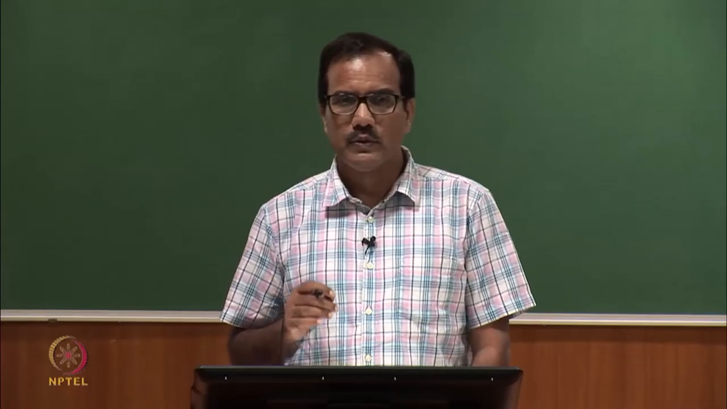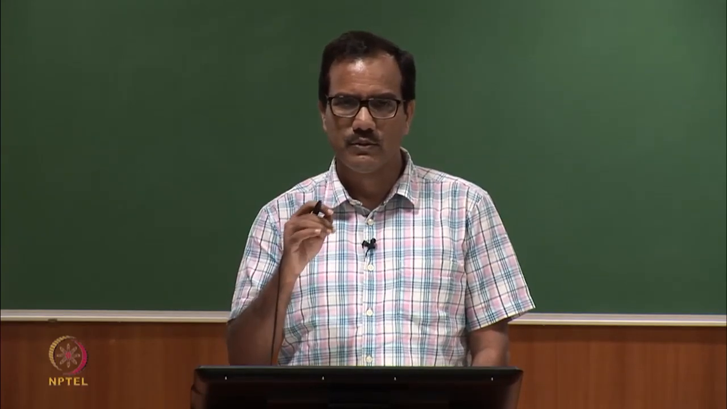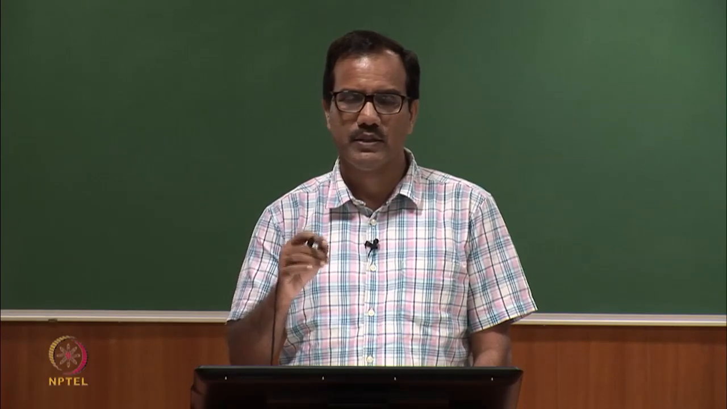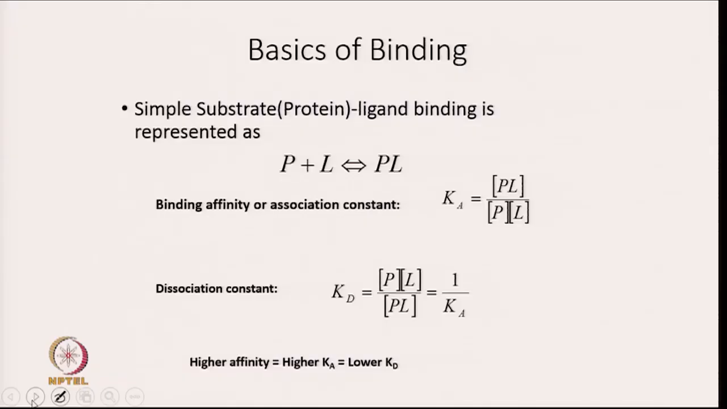To know how to apply fluorescence to look at protein ligand binding, first we need to understand the basics of binding. Here I will start with protein as substrate, and we will look at protein ligand binding, but this is equally applicable to any substrate binding with a ligand. Now we will look at the simple process. One protein interacts with one ligand to give you protein ligand complex. There are two ways to denote substrate binding to ligand.